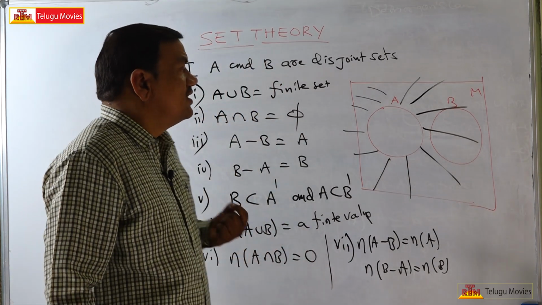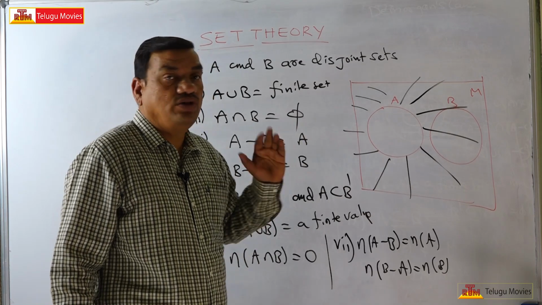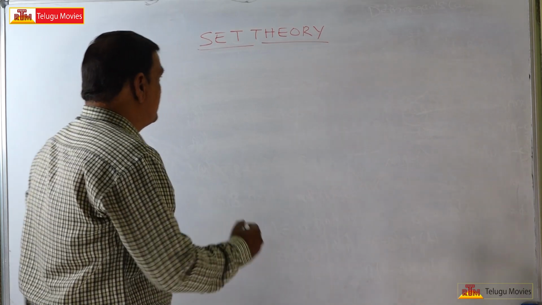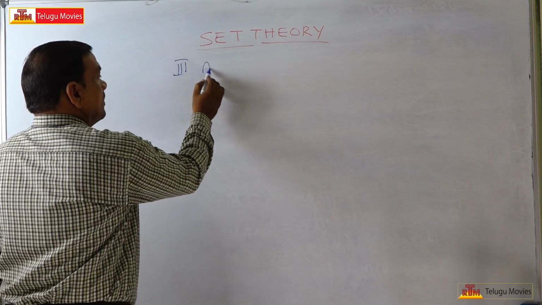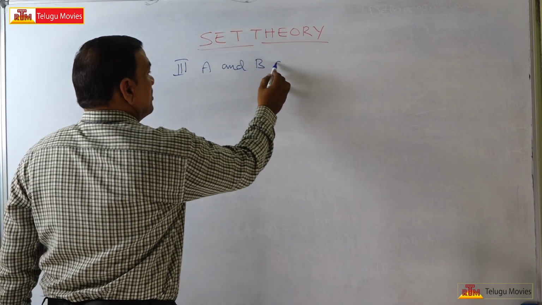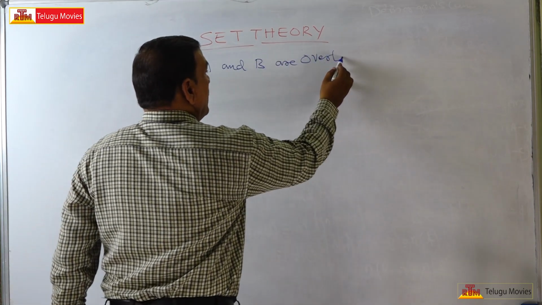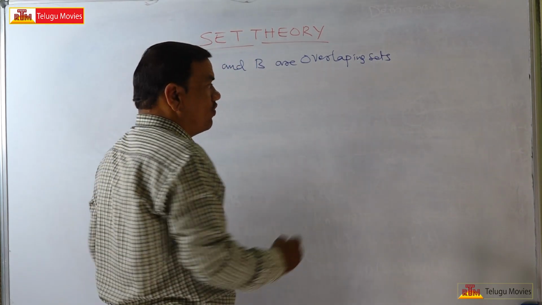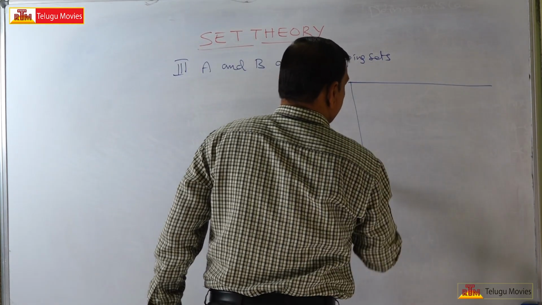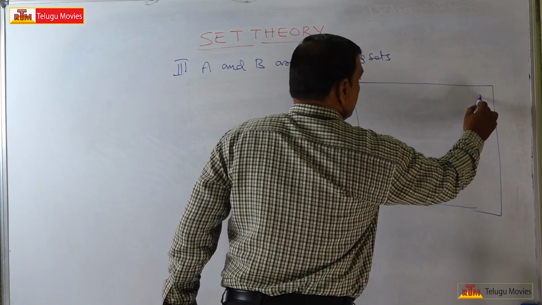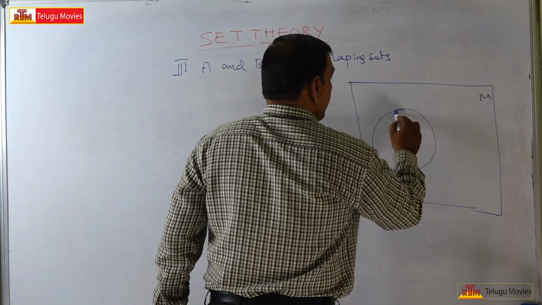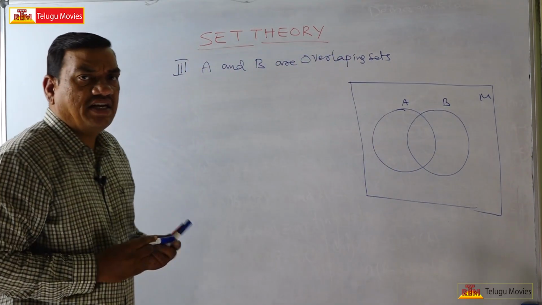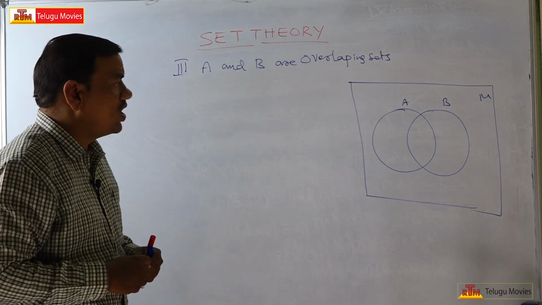Now, let us see what happens if A and B are overlapping sets. Overlapping set means there exists at least one common element for both A and B. So let us see that. When A and B are overlapping sets, let us draw the Venn diagram for this. This is a universal set, A and B. Overlapping set means there exists at least one number which belongs to both A and B.